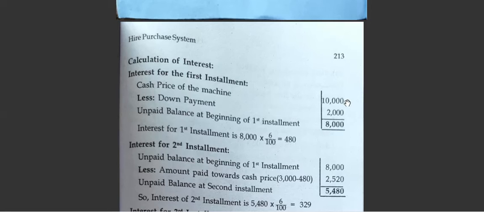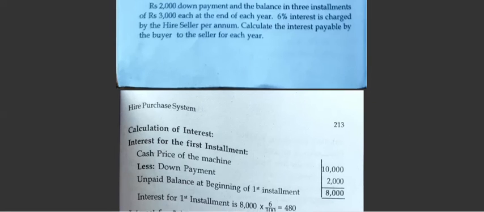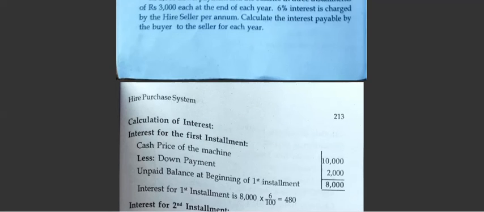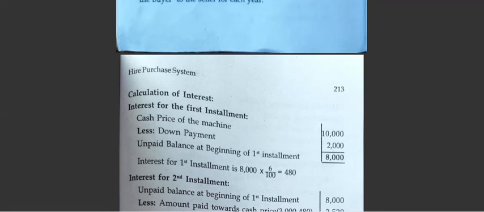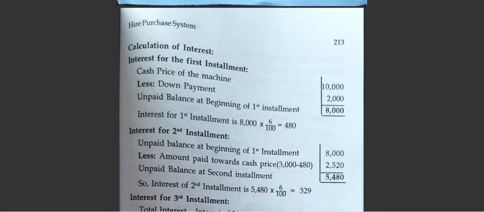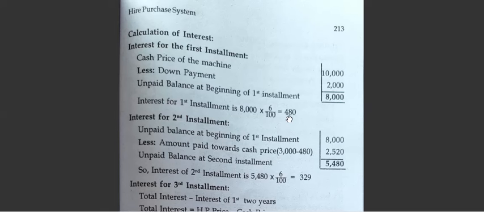Now you have to charge interest. The interest rate is 6%. So 8,000 into 6%, you will get 480 rupees. So the interest on the first installment is 8,000 into 6%, which is 480. How have we calculated? First you take the cash price, deduct the down payment, and you get 8,000 rupees. From 8,000 take 6% interest, the rate given, which is 480.